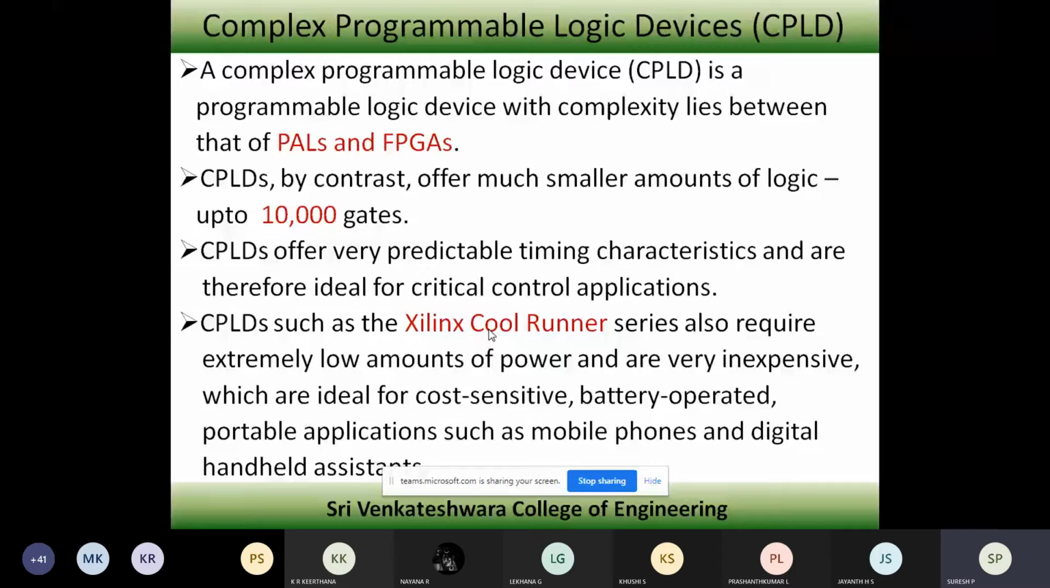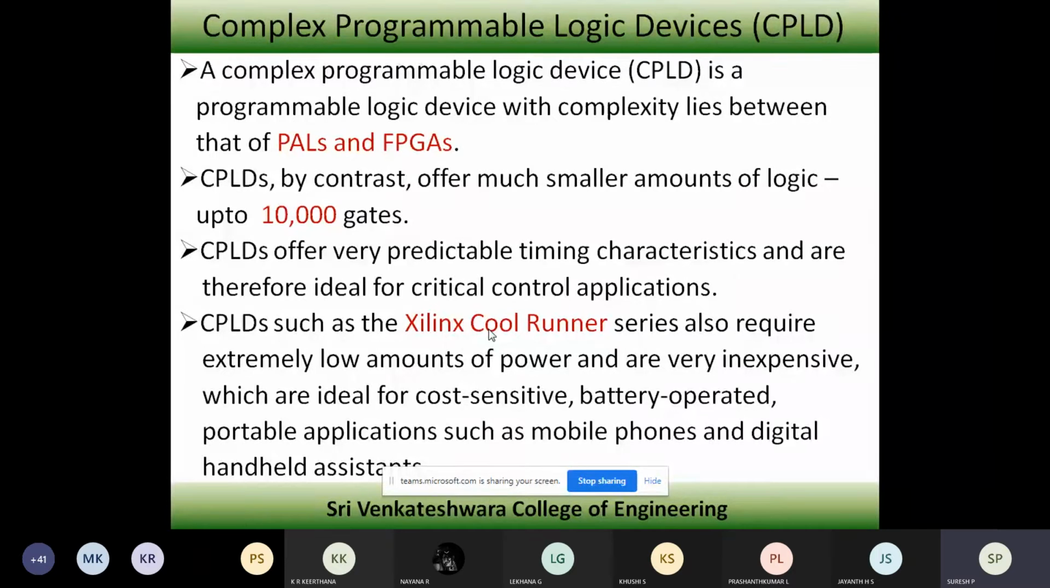So when you are talking about CPLDs, by contrast, they offer much smaller amounts of logic, up to 10,000 gates. That's why you should have the proper basics in ADE. If you have not studied ADE, it will become difficult for you to understand here. Since you have studied ADE properly and you know how the PLD works and what gates are involved in a programmable logic device, it will become easy for you to understand. Because we are saying that it includes only a small amount of logic, up to 10,000 gates.